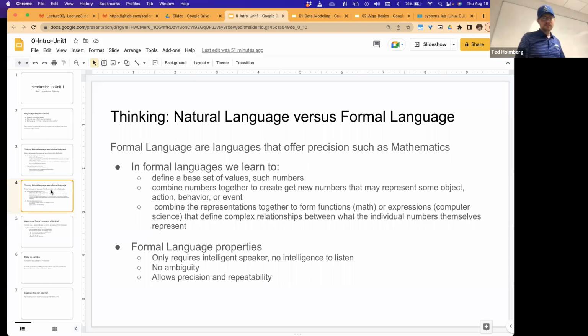Okay. And then we can combine the representations together to form functions. That's what we call them in math. In computer science, we'll call them expressions that define the complex relationships between our individual numbers that have a representation of themselves. All right. So can you start to see how I'm bridging the gap between how you maybe formally understood mathematics and your natural language which you use to craft stories or research papers or complete and complex thoughts?